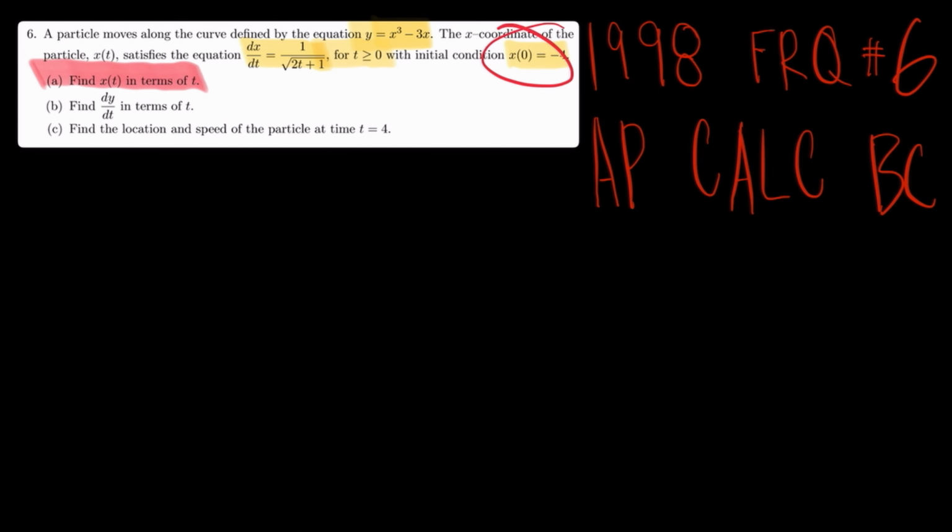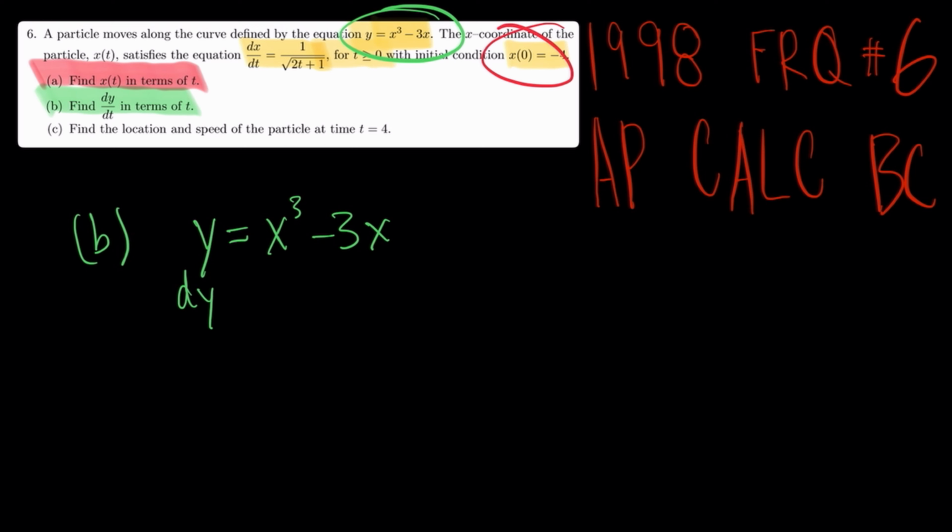For part B, we are asked to find dy/dt in terms of t. For this problem, we are going to take the derivative of y with respect to t. And the function we are using for y is the one put at the top right there, where we have y equals x cubed minus 3x.